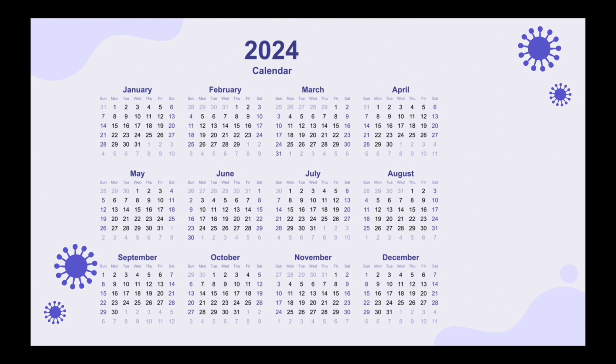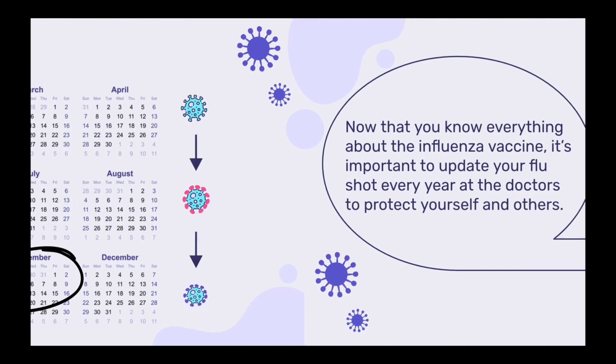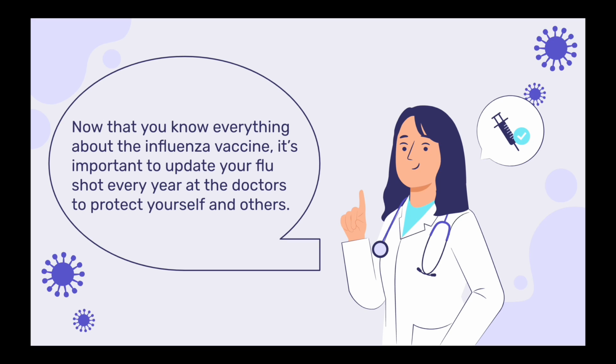Because it takes around 1 year for the influenza virus to significantly mutate, people receive influenza vaccines each year to ensure that their immune system has the appropriate antibodies to effectively fight the variants of the upcoming flu season. Now you know everything about the influenza vaccine, it's important to update your flu shot every year at the doctors to protect yourself and others.